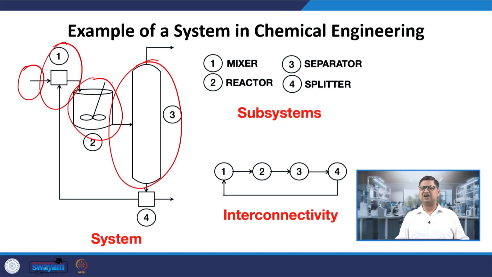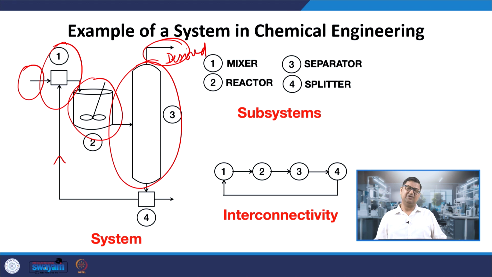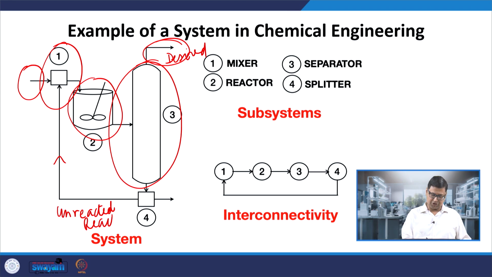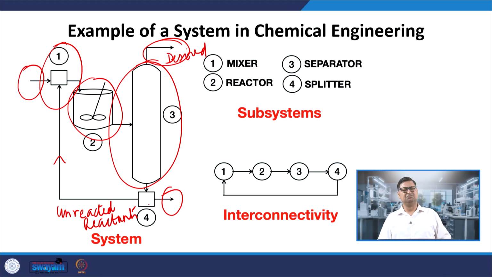You want to separate out the desired product and undesired product. Let us say this is my desired product, then the undesired product I may want to recycle back for whatever reason, or at least I want to separate the unreacted reactants and put them back in the reactor, right? That is called the recycle, right? So you can have some kind of a recycle stream, or you may not have it, and in this case we also have a purge stream, right?